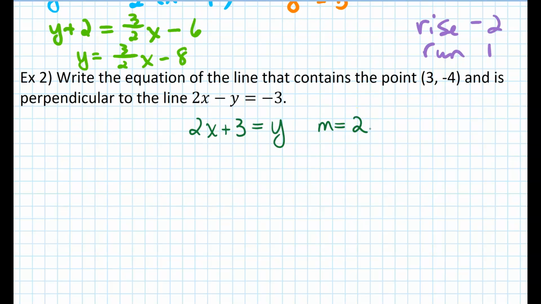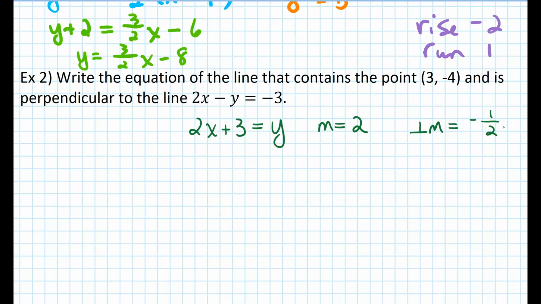Okay, but I want a line that's perpendicular to this. So how do we find a perpendicular slope? The negative reciprocal. Okay, so the perpendicular slope is: if my original equation has a slope of 2, the negative reciprocal would be negative 1/2.